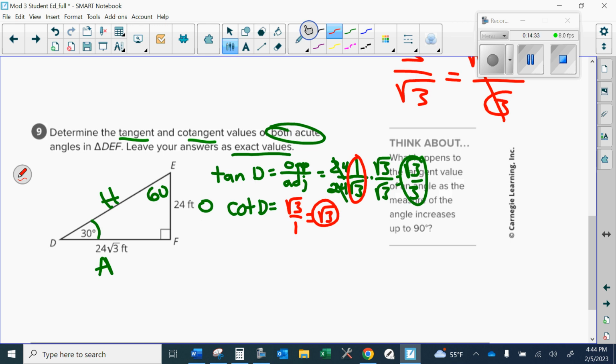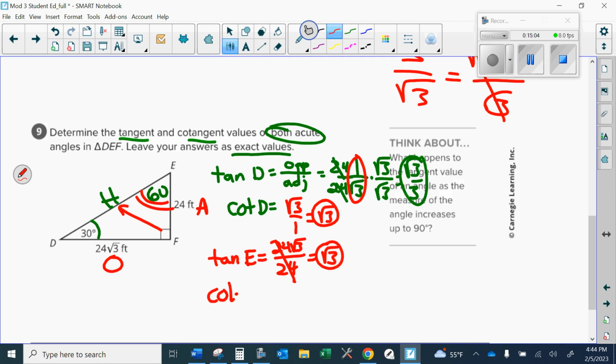Now let's go ahead and do it for E. So tangent of angle E. Since we're using E as the reference angle, this is the adjacent, and that's the opposite. The hypotenuse never changes, across from the 90-degree angle every time. You better be able to tell me that. First one you write down. Tangent of E, 24 root 3 over 24. The 24s cancel, and you get root 3.